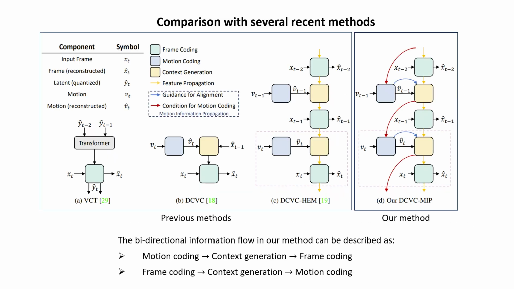Compared with previous methods, besides the propagation for frame coding, our method introduces bidirectional information interactions between motion coding and frame coding. And it enables propagation for motion coding through the interactions. The bidirectional information flow can be described as follows. One flow is from motion coding to context generation, and then to frame coding. Another is from frame coding to context generation, and then to motion coding. Through such interactions, feature propagation on motion coding is implicitly built, strengthening the capacity of exploiting long-range temporal correlation.